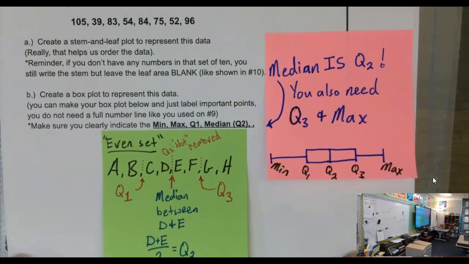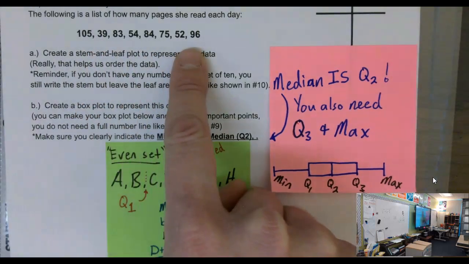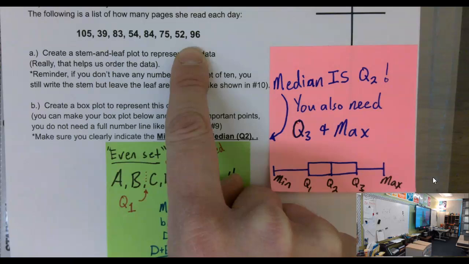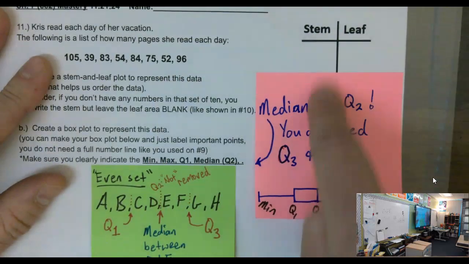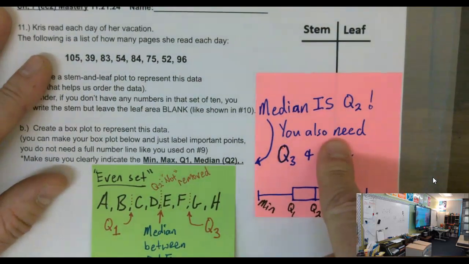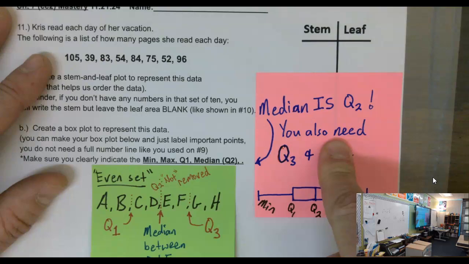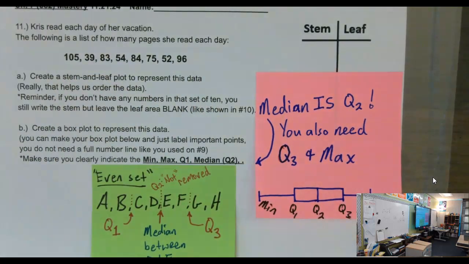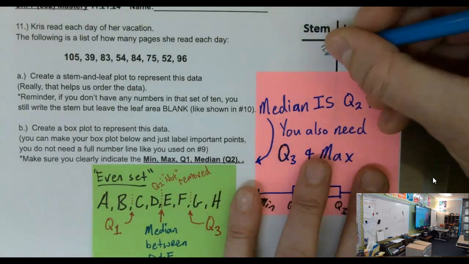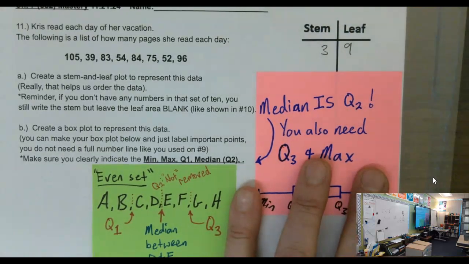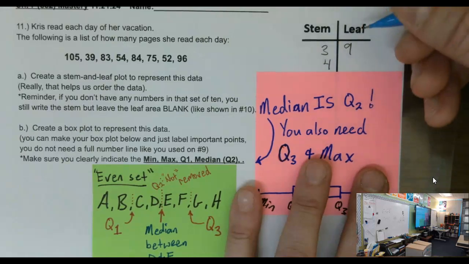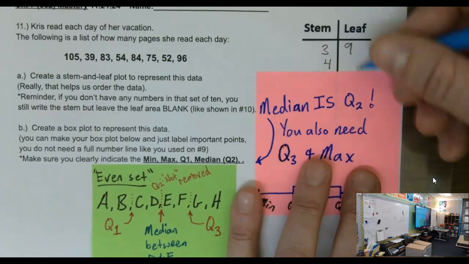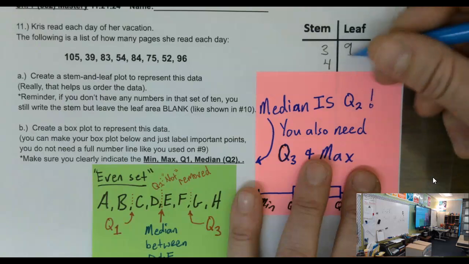Now I heard a couple people mumbling that these numbers are not in order. Why didn't I put these in order? Madeline? Well, the stem and leaf will put them in order for me, right? What's my lowest number through this set? Oh, the 39. So I guess I will start my stem and leaf with 39. I don't have any 40s, but I'm still going to write it. I just don't put any leaves over here.